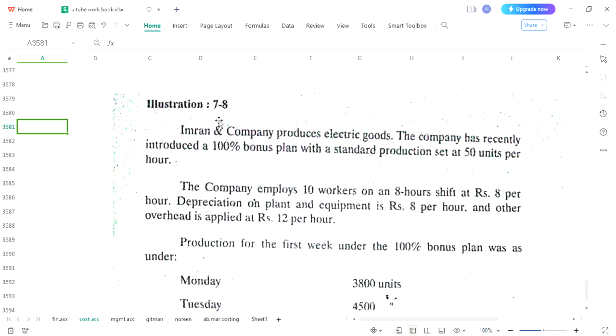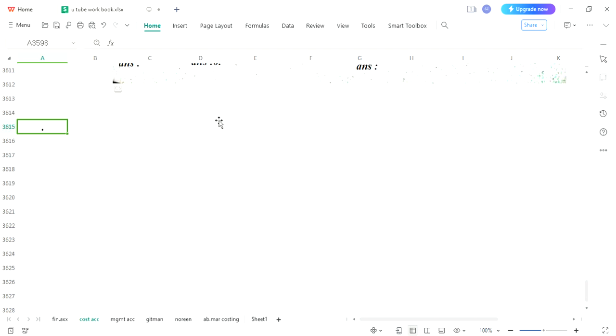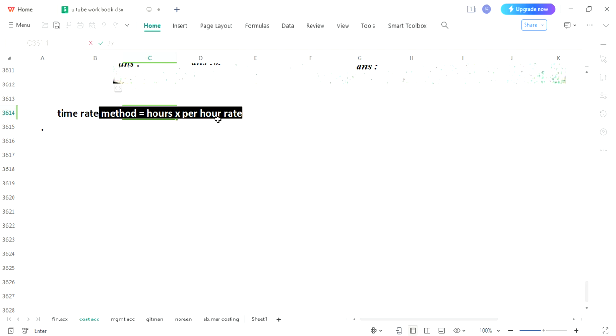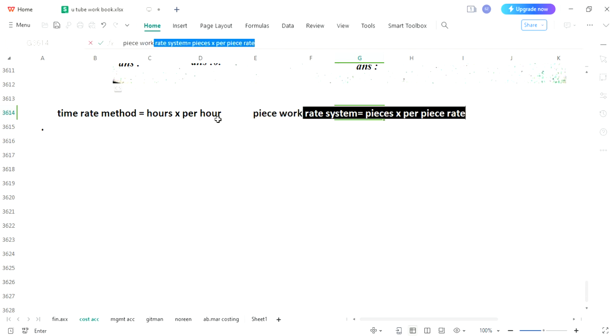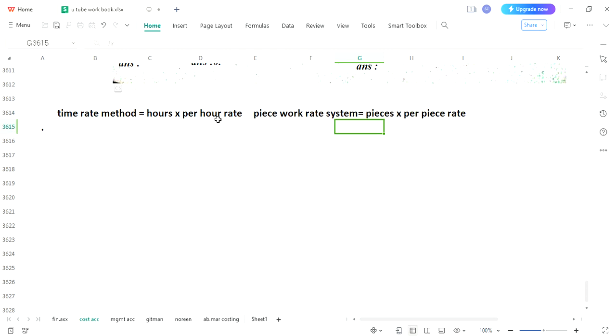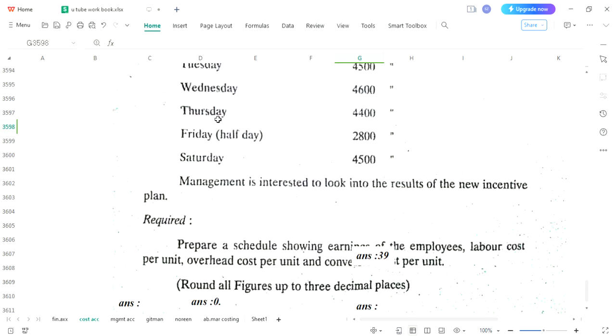Again, the same things we will discuss: material, labor and overheads. Specifically in this chapter, we are related with labor costing. As you know, the two main factors are to calculate total wages through two methods. First is the time rate method, under which we multiply hours into per hour rate. Then we have seen the piece work rate system, under which pieces are multiplied with per piece rate. So these two methods will be used for the solution of any question in this chapter.